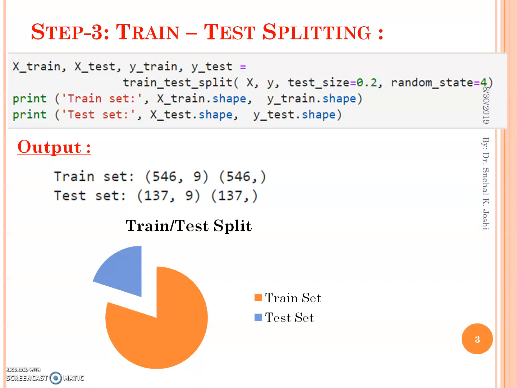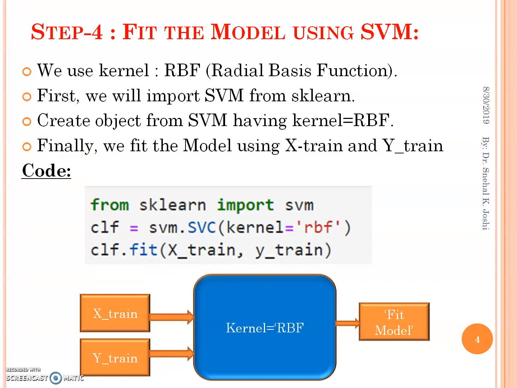We can see the output, and it shows that the train set has an X-train feature set with 546 records and 9 attributes, whereas the Y-train has 546 records. In the case of the test set, the feature set X-test has 137 records, that is 20% of the total data set, and Y-test has 137. Now our train and test sets are ready.